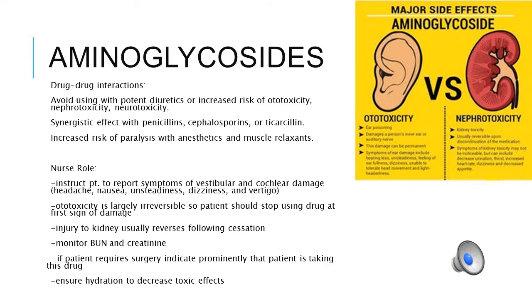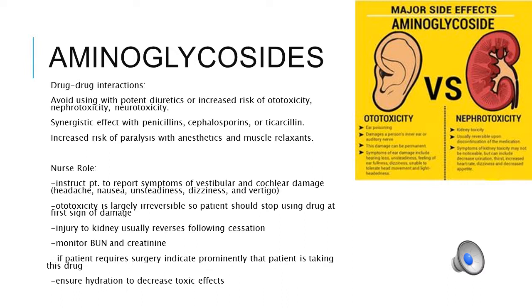Other nursing considerations include monitoring for ototoxicity and teaching the patient to report early signs of damage to the cochlea and vestibule. These early signs include headache, nausea, unsteadiness, dizziness, and vertigo. Because the damage from ototoxicity is largely irreversible, patients should stop using the drug at the first sign of damage.